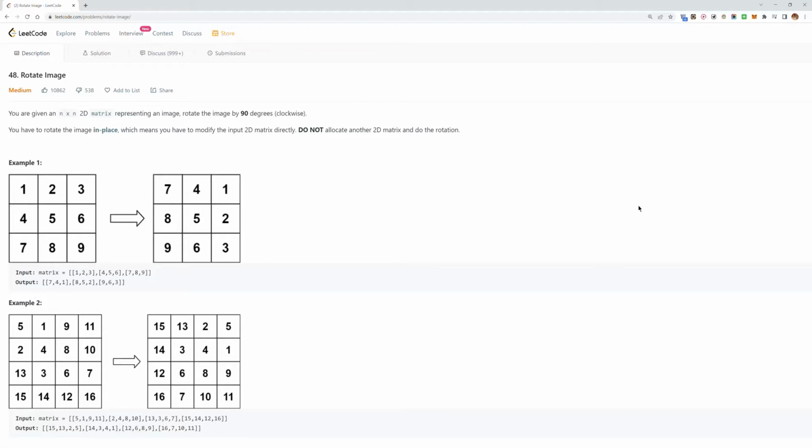So the first thing that I do when I get a question is I obviously read the question. It says you are given an n by n 2D matrix representing an image. Rotate the image by 90 degrees clockwise. You have to rotate the image in place, which means you have to modify the input 2D matrix directly. Do not allocate another 2D matrix and do the rotation. And then we have a couple examples here.